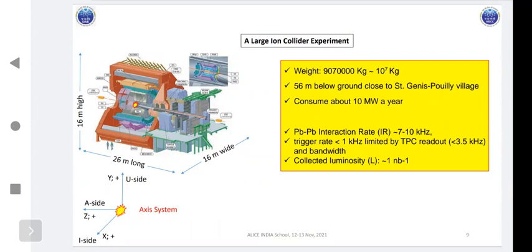Now let us try to find some very catchy or rather useful information. What is the weight of this very big complex detector? It is about 10 to the 7 kg. It's very big, very weighty. And it is 56 meters below the ground level. It is close to the Saint-Genis-Pouilly village, on the France side, about 7-8 kilometers away from the actual SPS site.